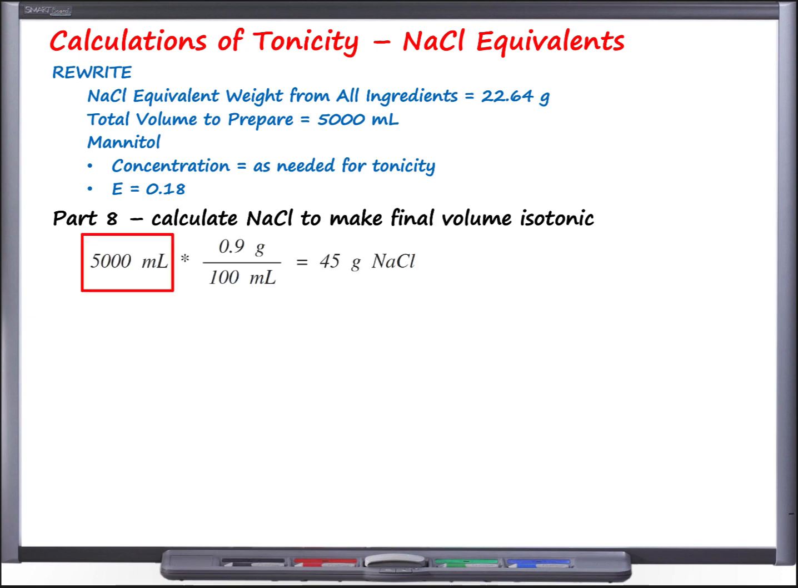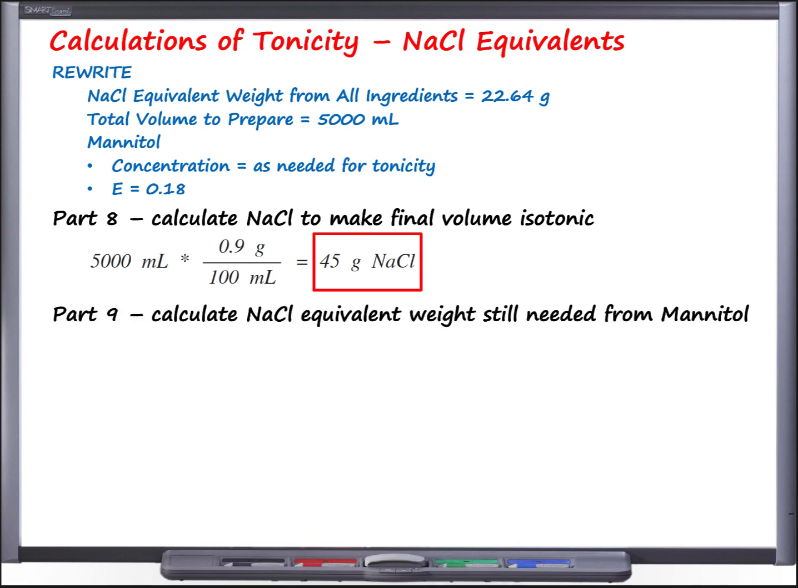Pretty straightforward. We know that we're going to be preparing 5,000 milliliters. We also know that an isotonic solution of sodium chloride is 0.9%, which means 0.9 grams per 100 milliliters. If we set it up this way and we multiply across, we see that milliliters cancel, and we would need a total of 45 grams of sodium chloride to make 5,000 milliliters isotonic. So that's our target for sodium chloride.